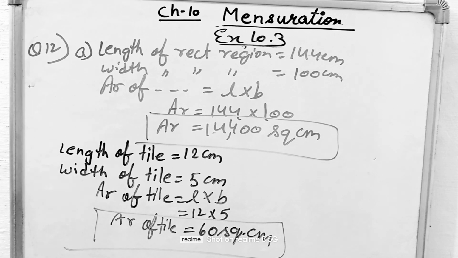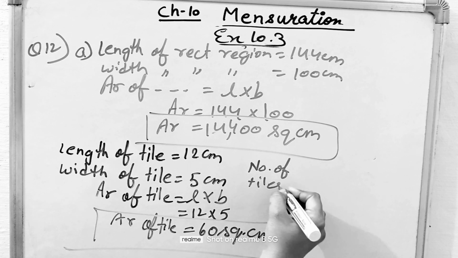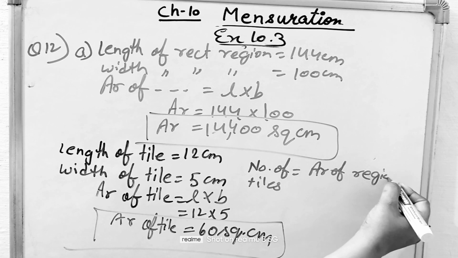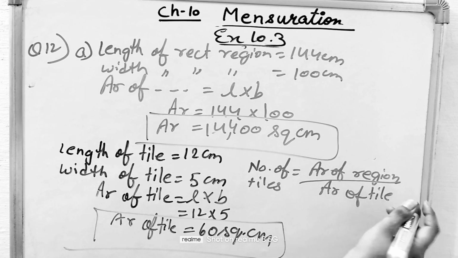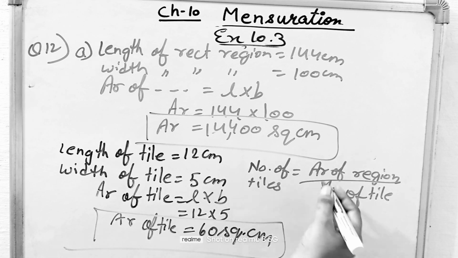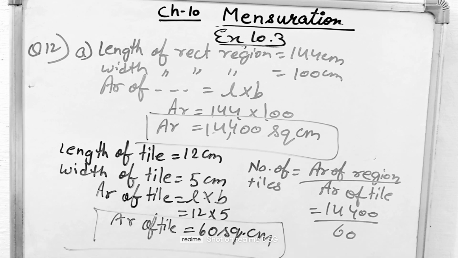Now we have area of region and area of tile. And we have to find number of tiles required. For that, what we have to do, number of tiles are equal to area of region divided by area of tile. Sorry, tile. Because this is single tile's area. Now simply put the value. This is 14,400 and this is 60. Now solve it. The 0 will get cancelled. You can simply divide 1440 with 6.